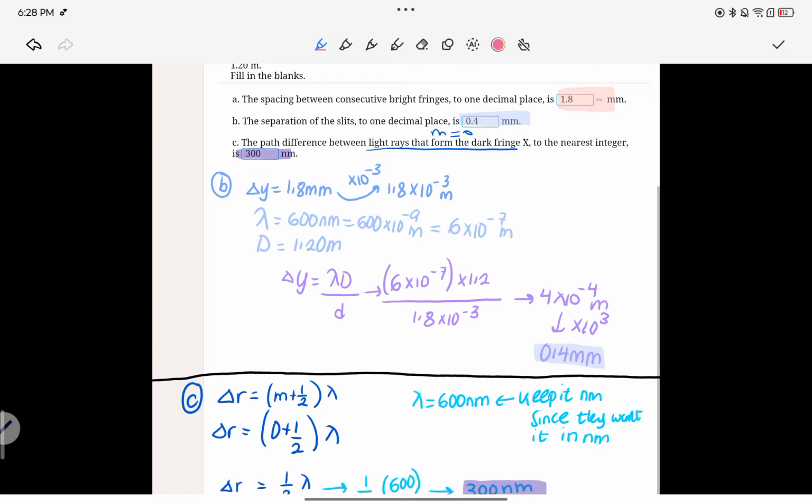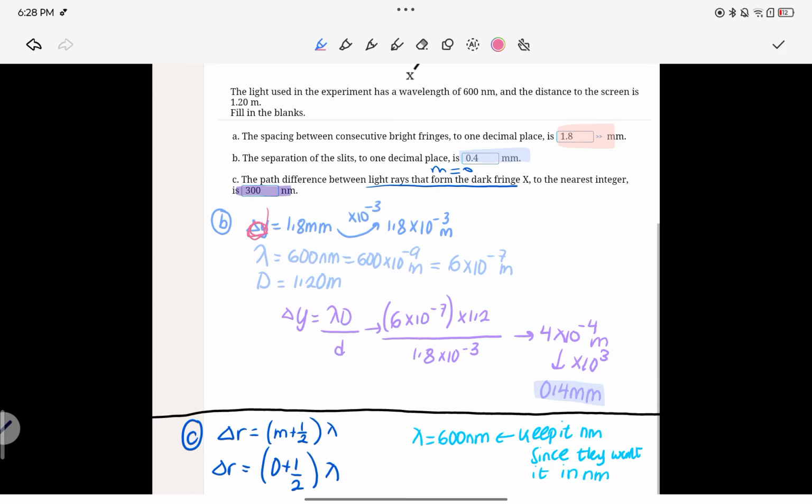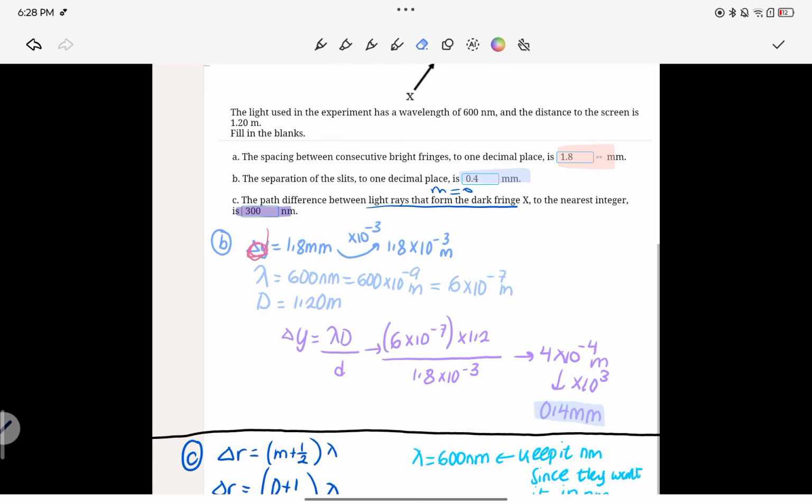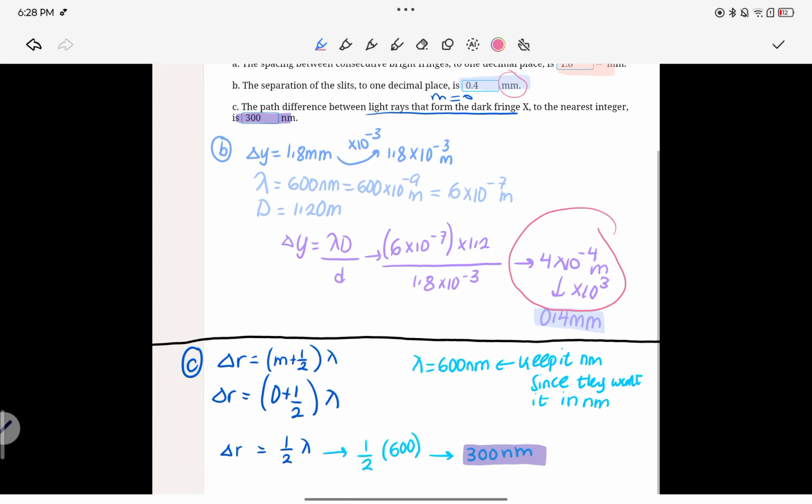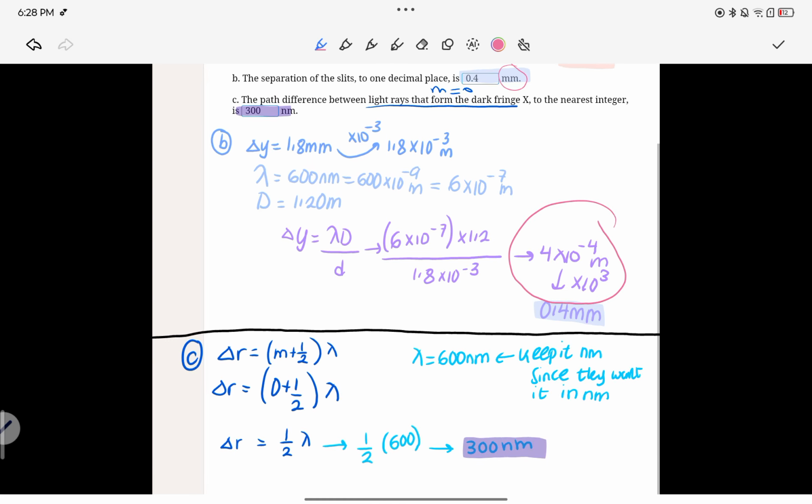So, I think I did it wrong here. This is the D. Let me just check. Oh no, it is correct. I think it's supposed to be this and then like this. Anyway, you do it. You get this answer. To make it into millimeters, you do times 10 to the power of 3.